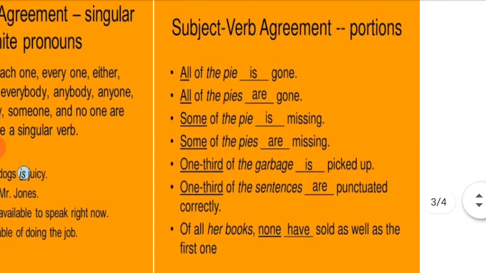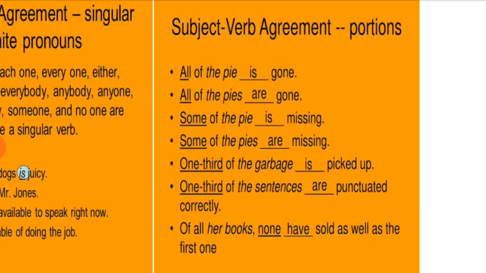Right? Now, another rule, that is with plural subjects such as all, some, one third, and of all her books, none have sold as well as the first one. Right. Now, technically, none is a singular subject that takes a singular verb. But here, find out the proper subject as I suggested in the steps, right? None have sold as well as the first one. The subject is plural. None and the first one, right?